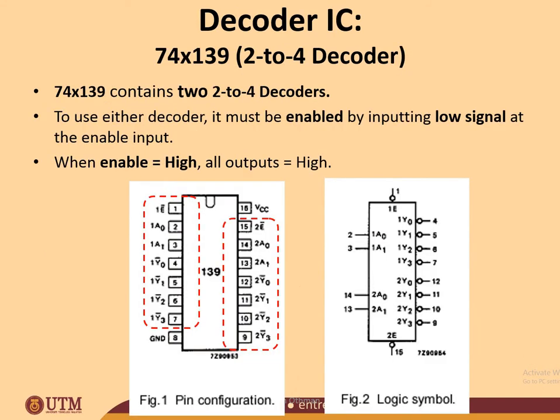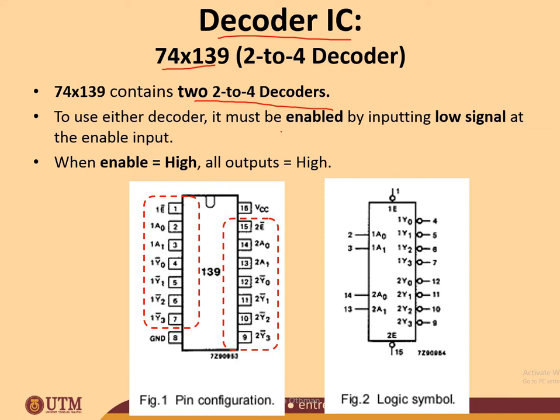It's quite easy actually. Now we go to the decoders IC. Okay, we have 74x139, 2 to 4 decoders. 74x139 contains 2 to 4 decoders. To use either decoder, it must be enabled by inputting a low signal at the enable input.